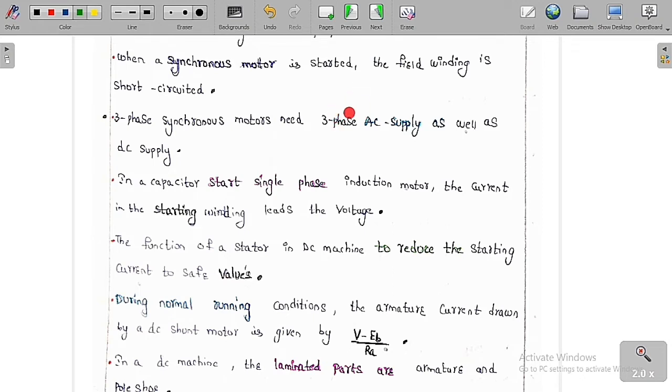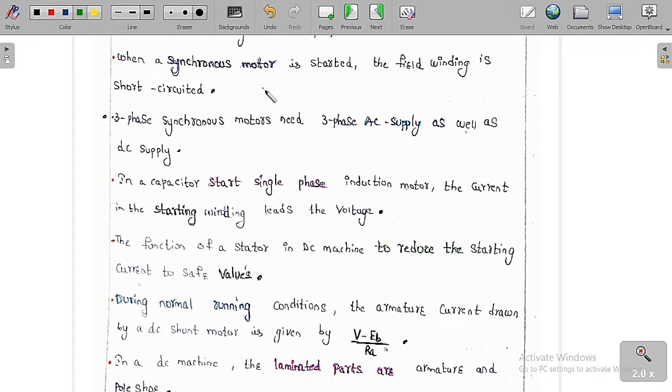After reaching a speed NR less than NS, we have to open-circuit the field winding and give a DC supply. Then fixed poles are formed on the rotor, magnetic locking occurs, and it rotates. So initially we have to short-circuit the field winding. When a synchronous motor is started, the field winding is always short-circuited initially, so it acts like an induction motor.